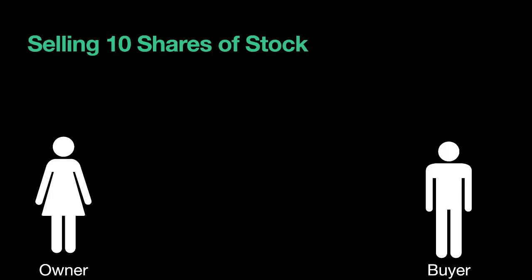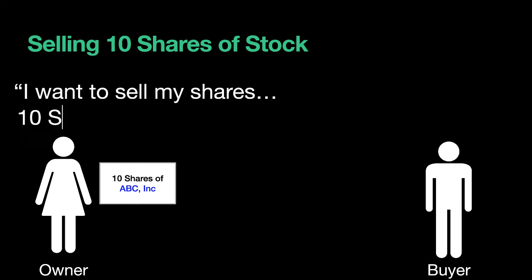So let's take a look at how you can use these shares of stock to actually acquire profit, make money from them, right? So if an owner owns 10 shares of stock, they paid the $100 per share. So they spent $1,000 for these shares. But they may decide, I don't want these shares anymore. I'm going to sell them in the open market.